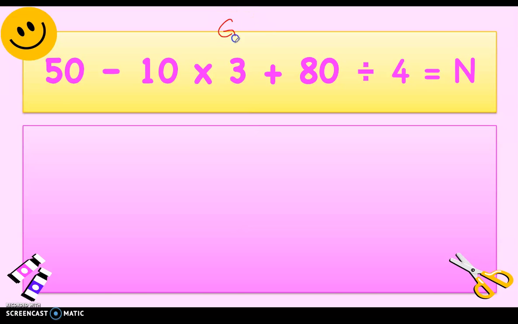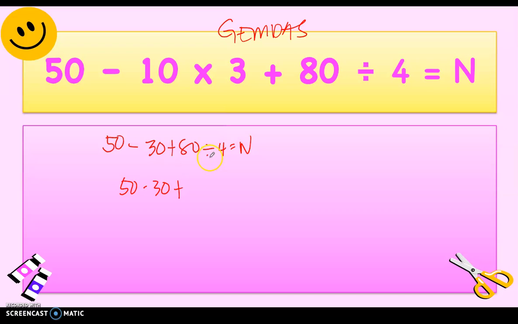So again, using the GEMDAS rule, there is no groupings, there is no exponent. So perform the multiplication or division, whichever comes first. So multiplication comes first. Then you perform that. So copy the 50 minus 10 times 3. It's 30 plus 80 divided by 4 equals n. Then after that, you perform the division. So 50 minus 30 plus 80 divided by 4 is 20 equals n.